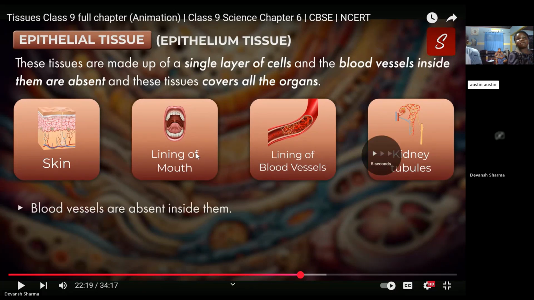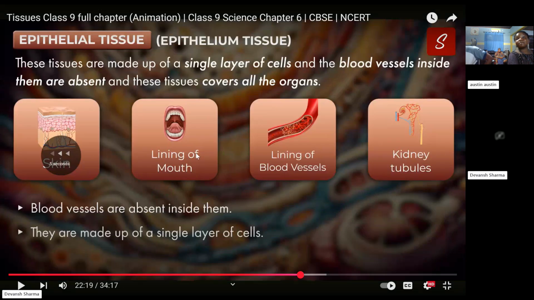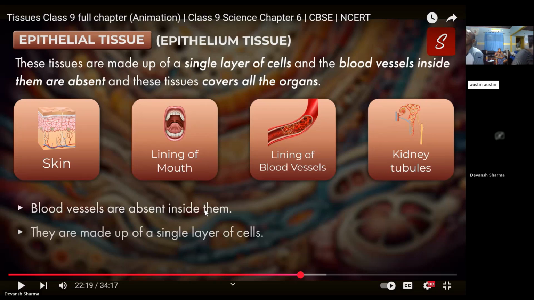Then in epithelial, write these two lines. Blood vessels are absent in them, and they are made up of a single layer of cells.